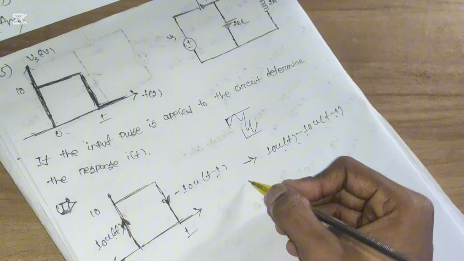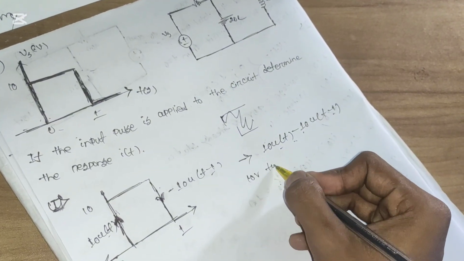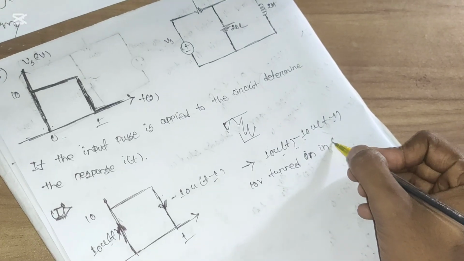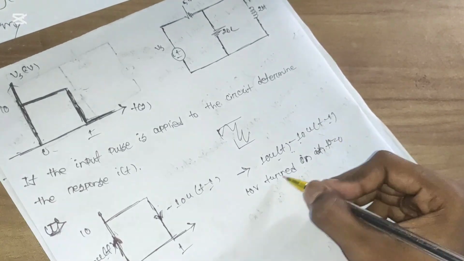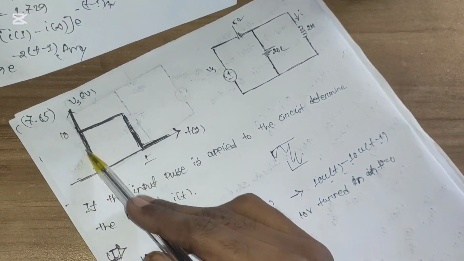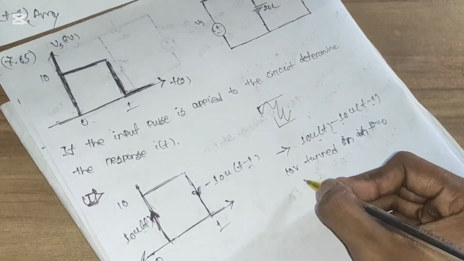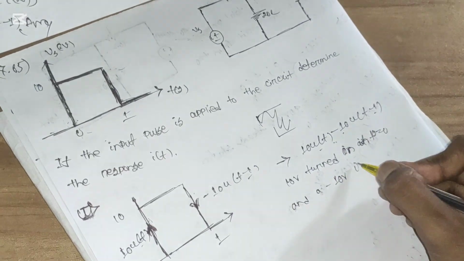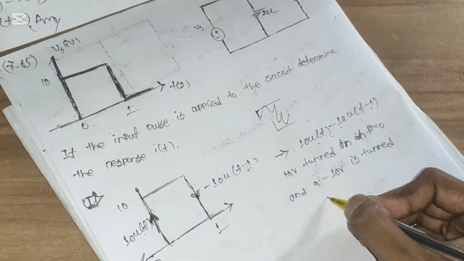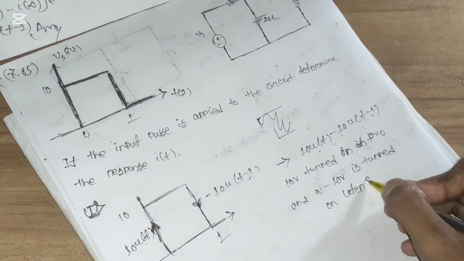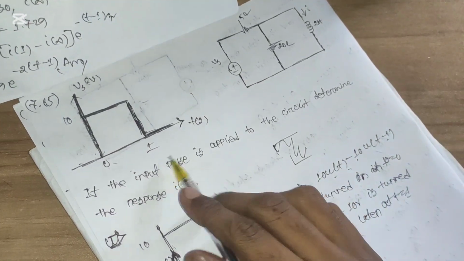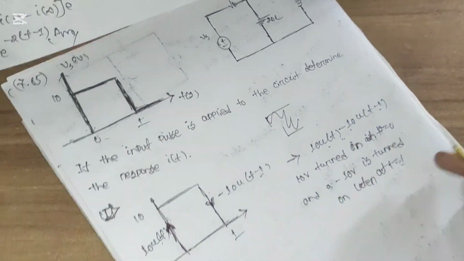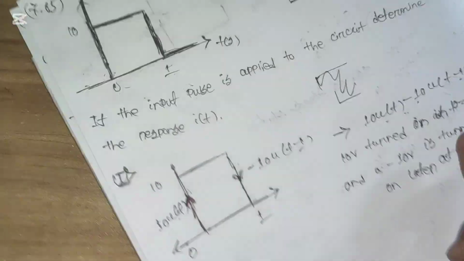So what does that mean? It means that 10 volt is turned on at t equals 0, right? And a minus 10 volt source is turned on later at t equals 1. Minus 10 volt turned on later at t equals 1, right? So the equivalent will be what? 0. So we will get back into this after a while.